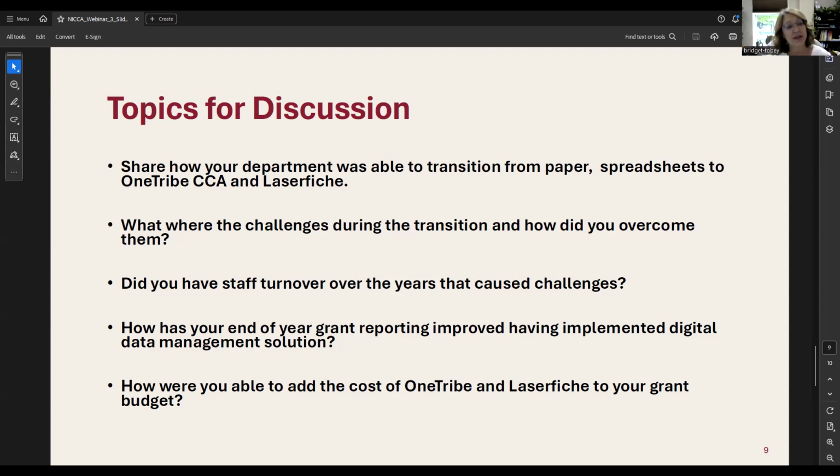How has the end of year grant reporting improved, having implemented a digital data management solution? So we are a 477 tribe. And so I think most everybody has heard of that. Our CCDF funding is consolidated into our 477 plan. And as far as reporting for childcare, I've been able to use this same system during the transition. The statistical data that is required by 477 is the same data that is on the ACF 700. So that's been a smooth transition, and I've just been able to use those numbers.